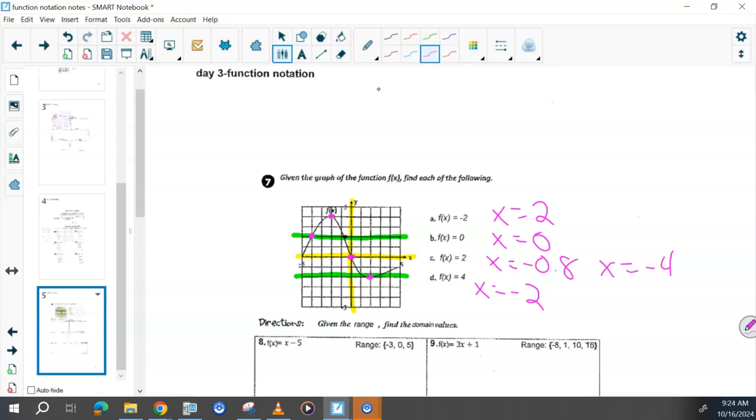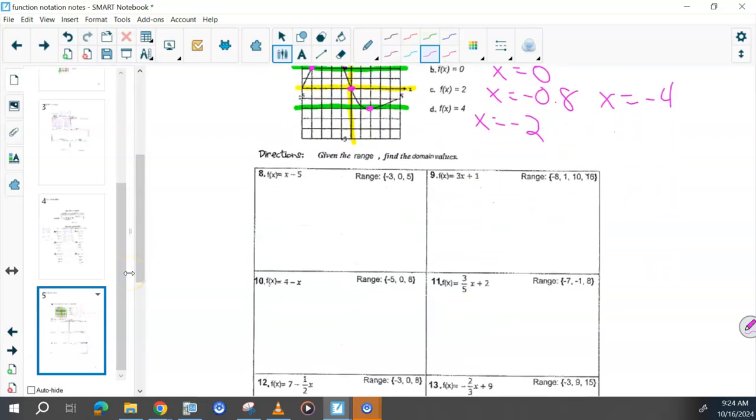So we're going to do one of these, more if you guys want. Same kind of thing that we did before. Now we have the range. We're going to go back and find the domain by putting each of these numbers in, replacing f of x, and solving. So this would be -3 equals x minus 5, where we would do what to solve this? Add 5. So that x equals +2.